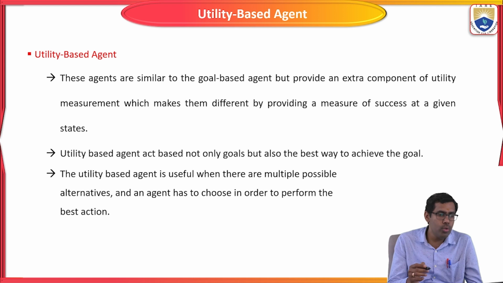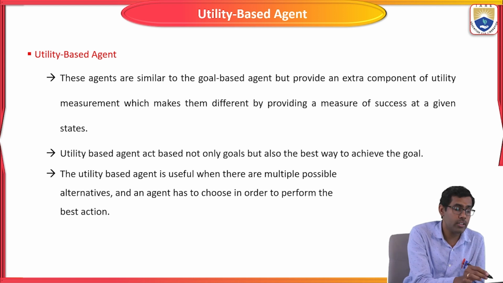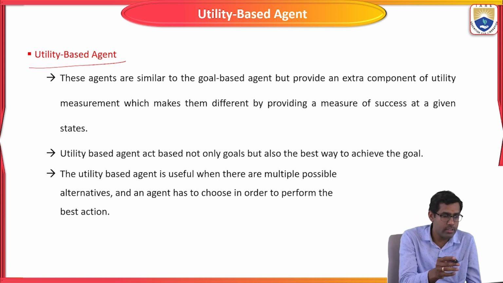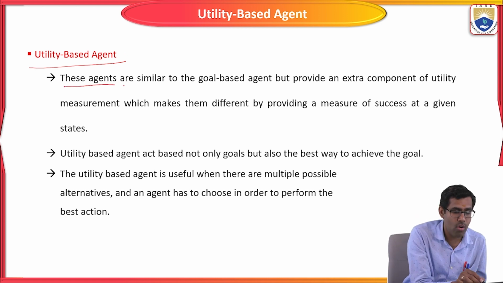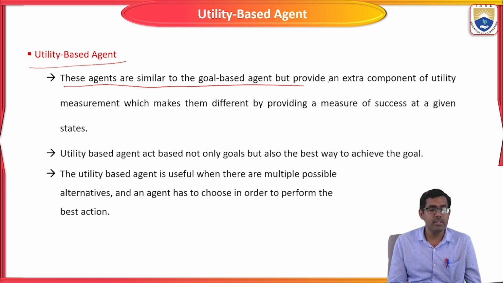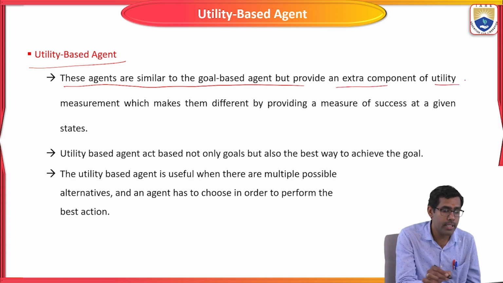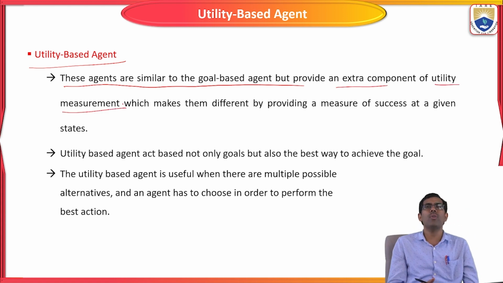Next we will move to the utility based agent. Utility based agent is similar to the goal based agent. As I said previously, this agent is similar to a goal based agent, but here we are going to give some extra components beyond the goal based agent. What extra components are we going to provide? Utility measurement, where we make some measurement of the goal set.